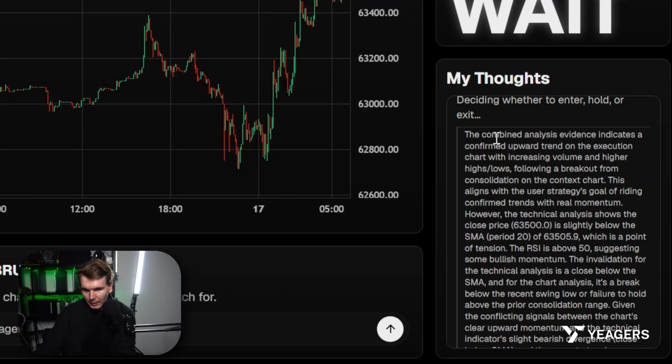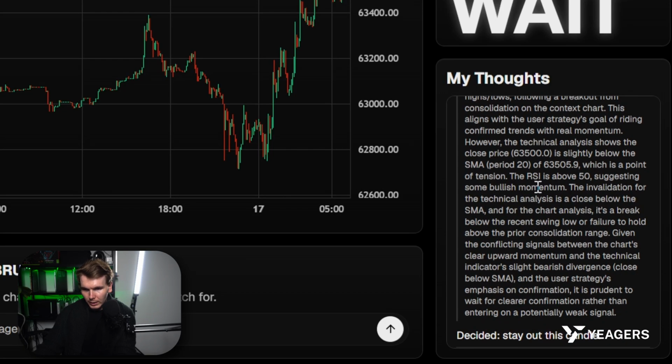Okay, so it analyzes the evidence. Combined evidence indicates it confirms the upward momentum. Indeed, we're in an upward momentum on the execution chart with increasing volume and higher highs and lows. Great. Then it looks at technical indicators, understands RSI is above 50, suggesting some bullish momentum. Invalidation of the technical analysis is close below the SMA, right?